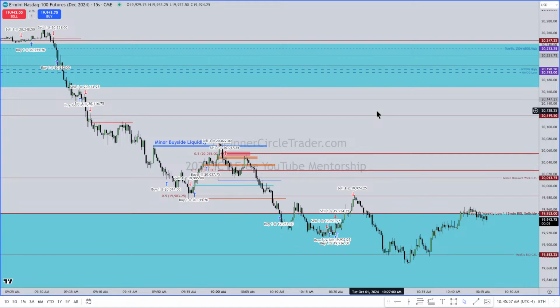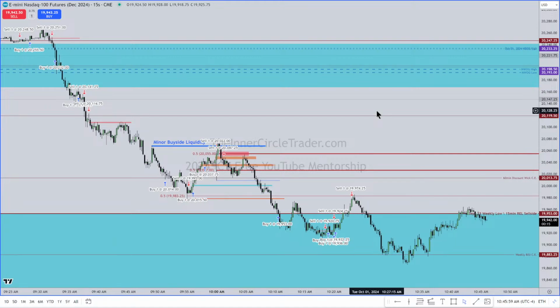Where do you take a partial? Where do I put a stop loss at? Where do you frame a high probability trade? When is it high probability? Well, you first have to determine when it's low probability, and that's what we've been focusing on.